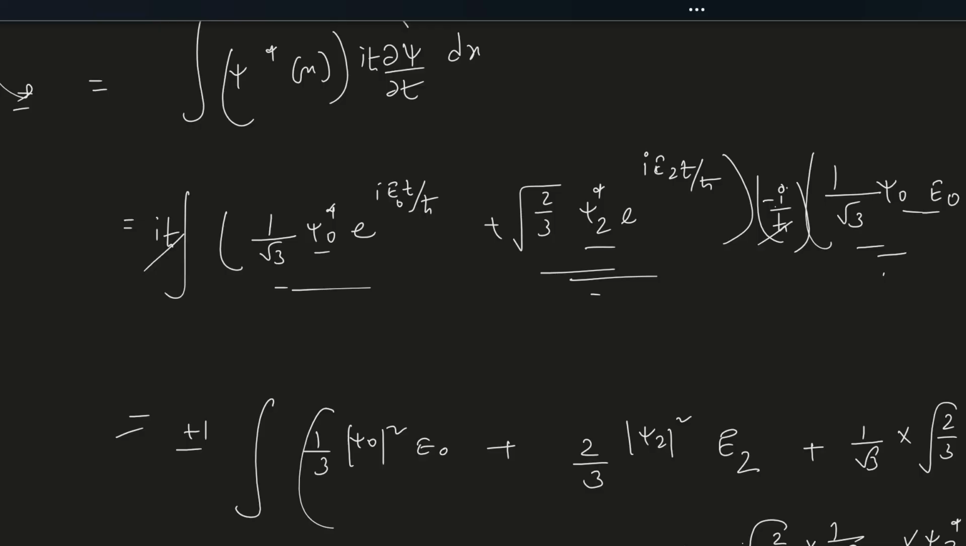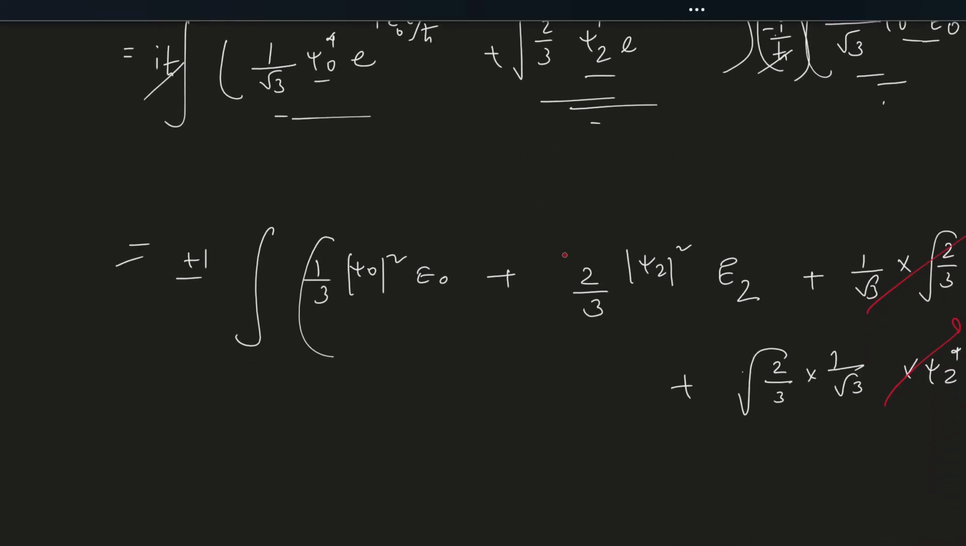right? So you see that these last two terms will give you 0 because you have psi naught star psi 2 dx or psi 2 star psi naught dx. So all of them will be 0 because they are from different eigenfunctions. So the cross terms' product integral will be 0. Only the integral of psi naught whole mod square dx equals 1, or psi 2 whole mod square dx equals 1. Otherwise these are 0.